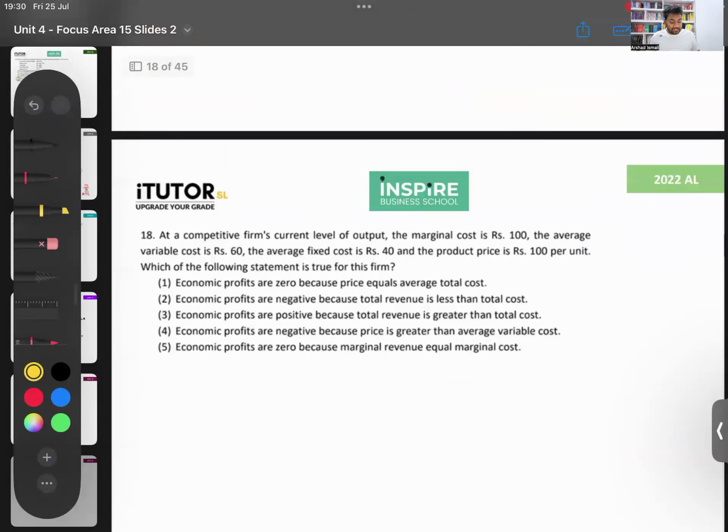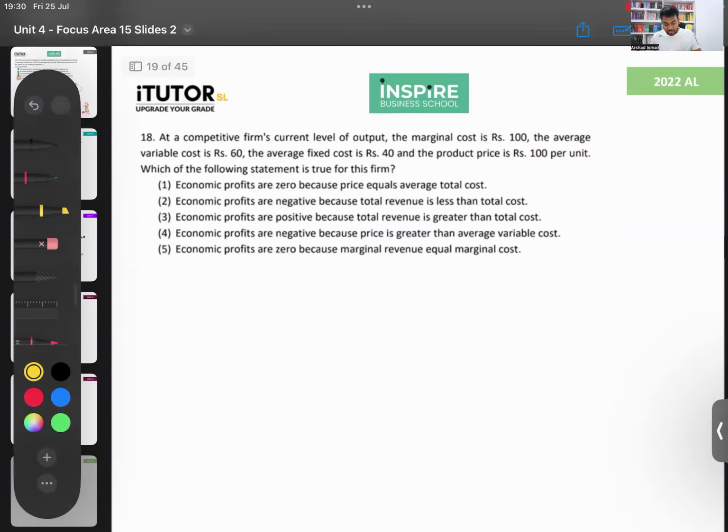Okay. Then coming to 2022, question number 18. They're saying the same kind of thing as before. At a firm's current output level, marginal cost is 100. Okay, marginal cost is 100.